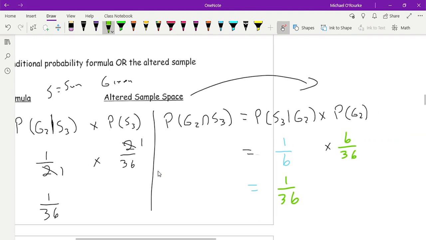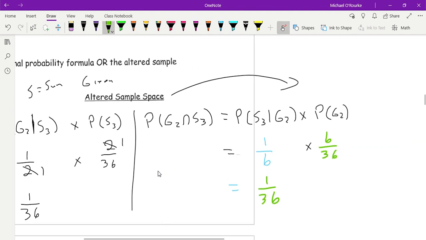Mr. O, sorry, in between the 5, 3 and the G2, is that a 1 or what is that? This is our given line, okay? Just a line.